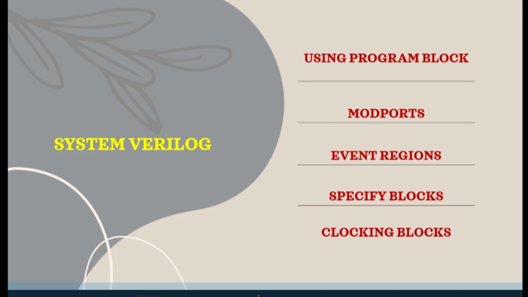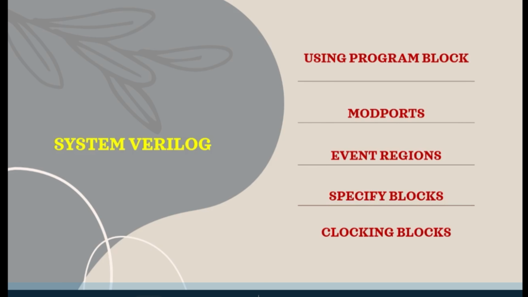For example, since we have discussed the program block, it will be executed in the reactive region, and assertions will be executed in the observed region, right? Non-blocking assignments will be executed in the NBA region, and again non-blocking assignments within the program block will be executed in the reactive NBA region. In this way every event has its own region in which it will be executed. So because of these enhanced regions in SystemVerilog, this will also avoid the race around condition. And then the next thing is by using specify blocks.